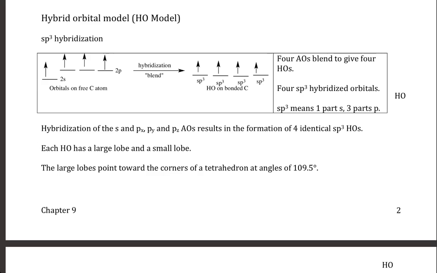Okay, so we put then the 2s and the 2p atomic orbitals into our blender, and we come out with 4 new orbitals that we call hybrid orbitals, and their name, each one of them, is called an sp3 hybrid orbital. S because there's one s atomic orbital, p3 because there's 3 p atomic orbitals involved. So we start with 4 atomic orbitals, 2s plus 3 2p, and we end up with 4 hybrid orbitals.